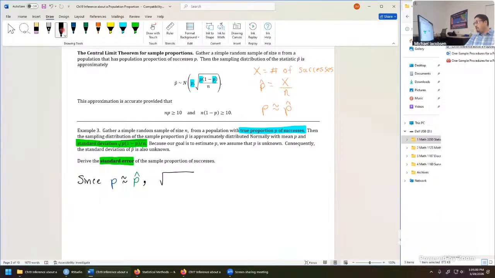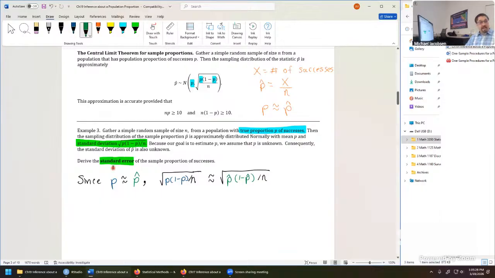The square root of p times 1 minus p divided by n is going to be approximately equal to the square root of, in place of the unknown parameter, put in the known statistic p hat, times 1 minus p hat divided by sample size n. So we have that estimate available to us, and that's the thing that we call the standard error.